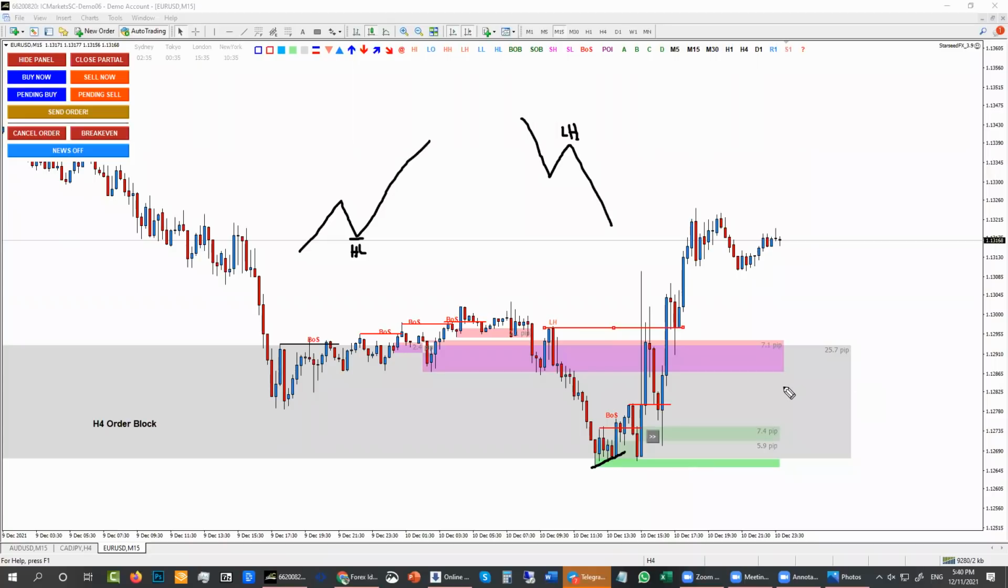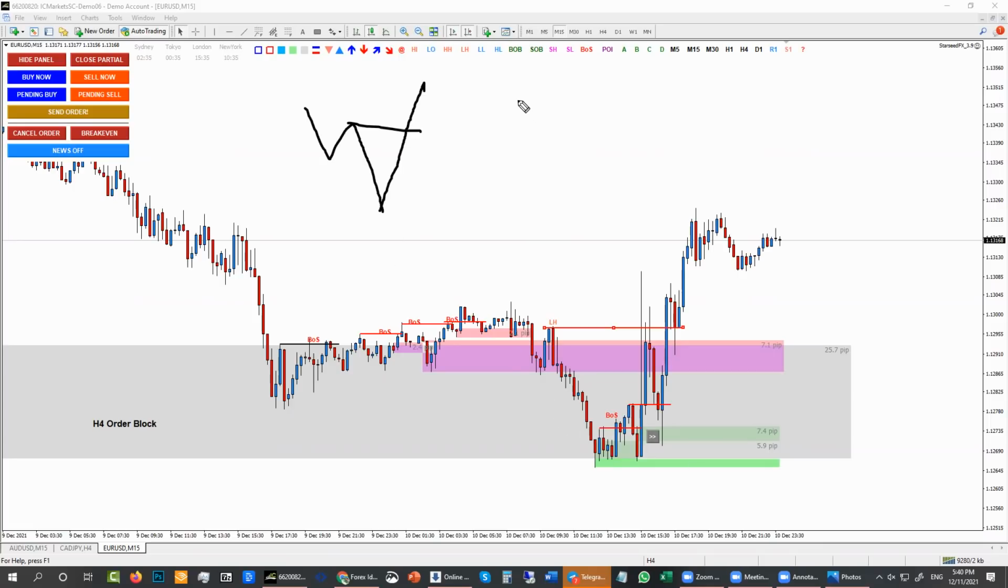And here, let me just clear it all. So yes, like this one, the best one is actually when a lower high creates a lower low like this, and then this lower low creates a higher high, right? This is a very strong reversal.